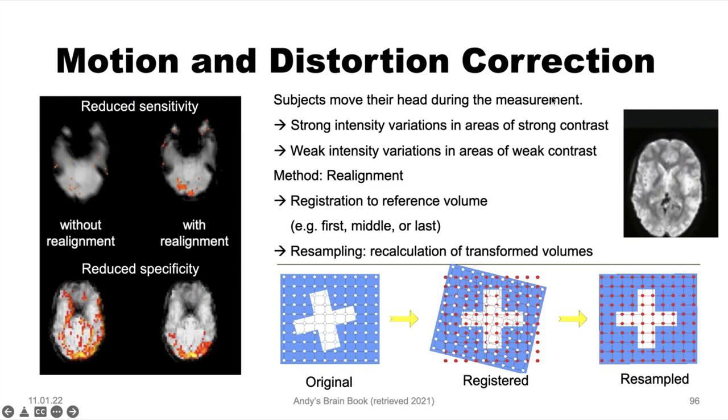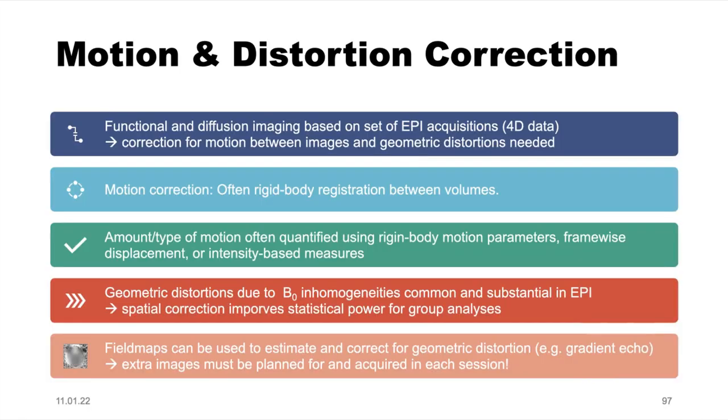Functional and diffusion imaging is based on a set of fast echo-planar imaging acquisitions. So, for example, functional imaging data is not only 3-dimensional, it's 4-dimensional, because we have another dimension of time. So we have to correct for motion between the images, and there can be geometric distortions which have to be corrected as well. The motion correction is often a rigid body registration between the volumes, and the amount and type of motion can often be quantified using the parameters deduced from those registration processes.